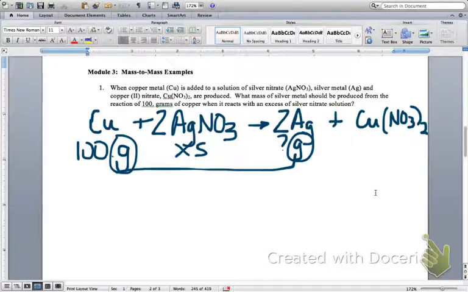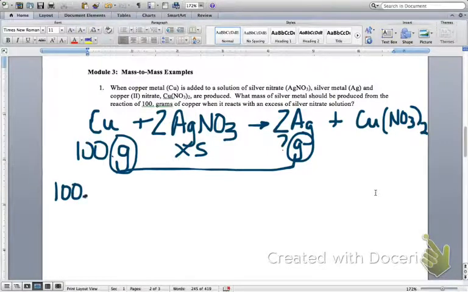But I cannot convert grams of one substance directly into grams of another substance, okay? What did I tell you? If you want to go from one substance in the chemical equation to the other substance in the chemical equation, what unit do we have to go through? We have to go through the mole. You got it. So I'm going to have to take this 100 grams of copper.